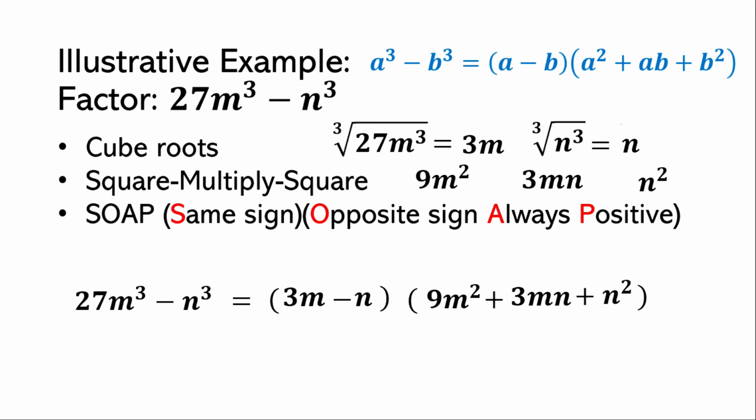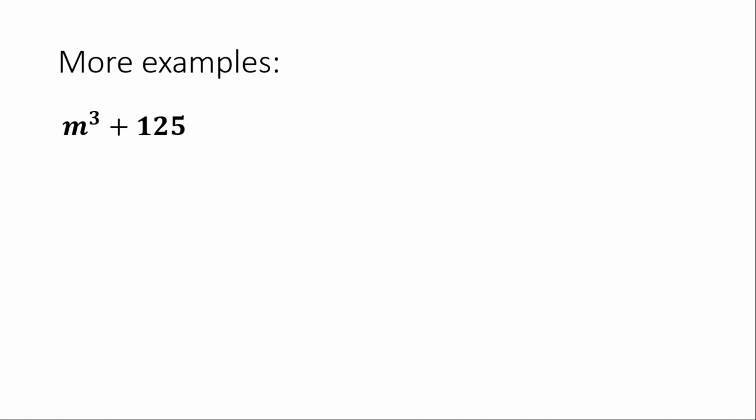Let's try to factor out m cubed plus 125. So una, kuhanin natin ang mga cube roots ng m cubed and 125, which are m and 5. Square natin yung first term, which is m. So we have m squared. Multiply natin yung dalawang term, m and 5. We will have 5m. And then square natin itong 5. We will have 25. And remember SOAP.